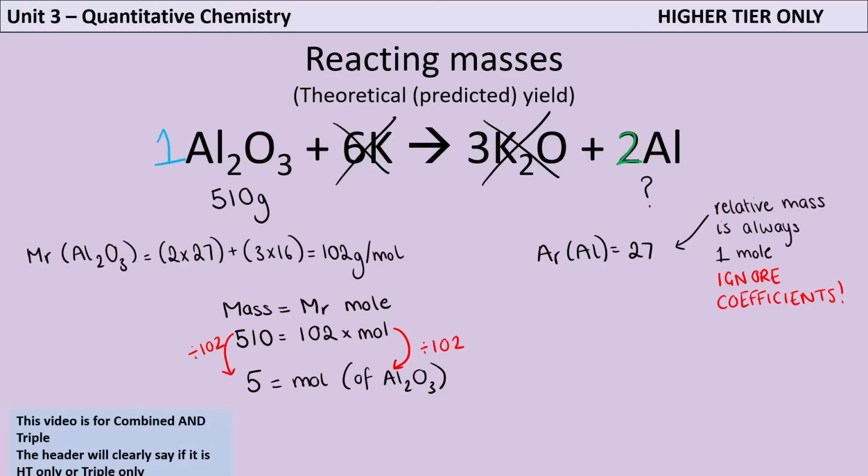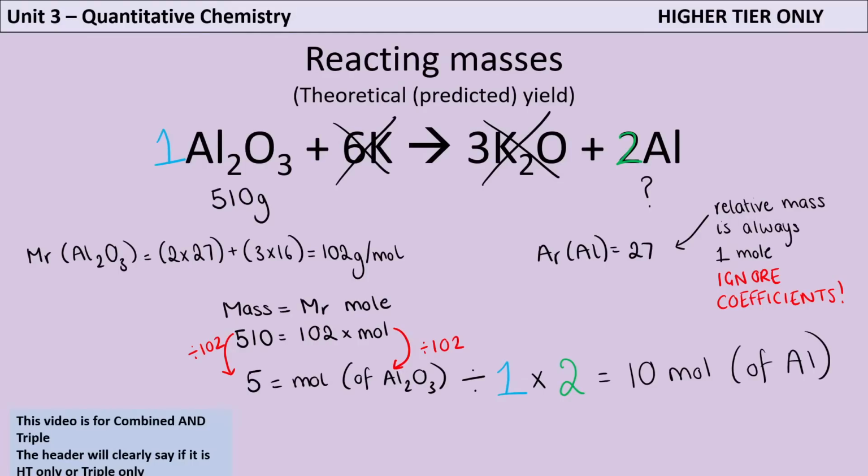So I know that I've got 5 moles of aluminium oxide, and what I'm going to do is divide by the number of moles of the thing I have, and times by the number of moles of the thing I'm trying to get. So that's where the 2 comes in, and then I'm going to end up with 10 moles.